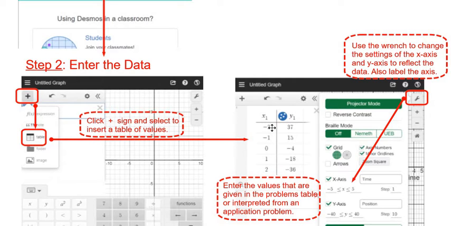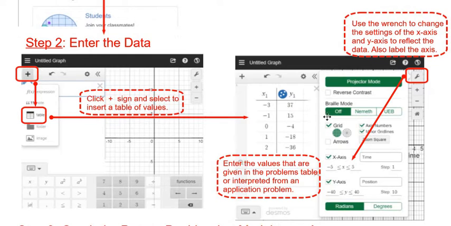Then you are going to enter it into X1 and Y1, which makes sense because we typically use X for input and Y for output. You can actually change them, but I would leave them alone. So you hit the plus sign, the table, you enter your data. Once you do that, you're going to want to change your window so that the data will fit inside. Otherwise, it's kind of hard to zoom Desmos to get that to work.